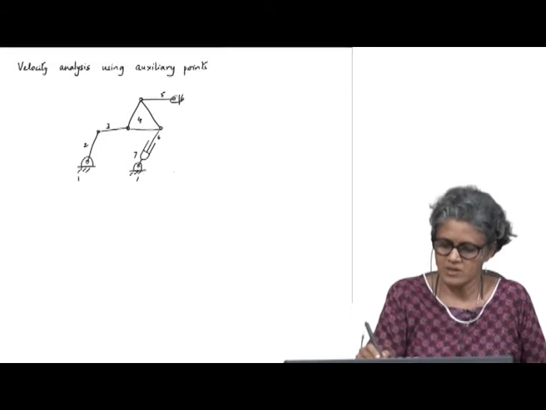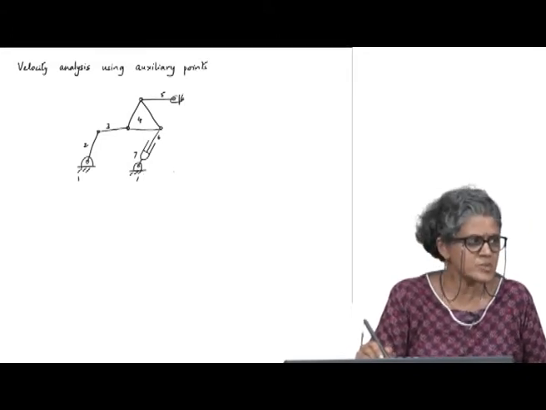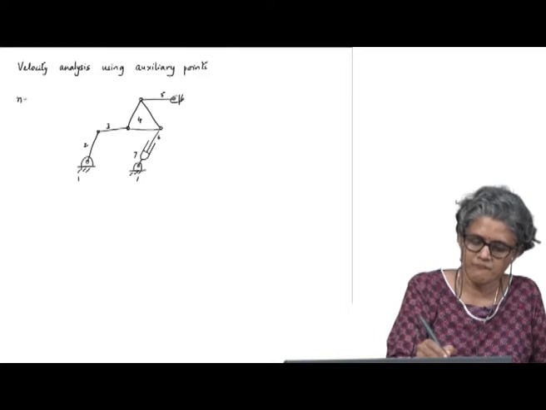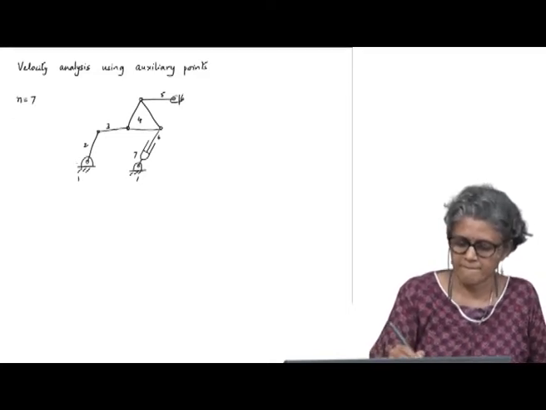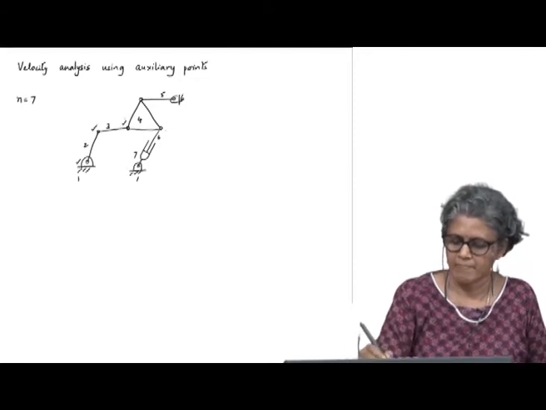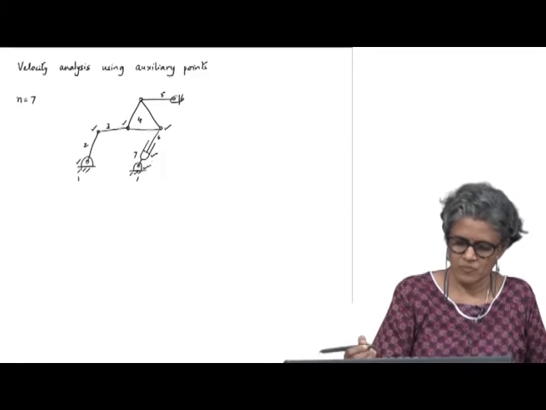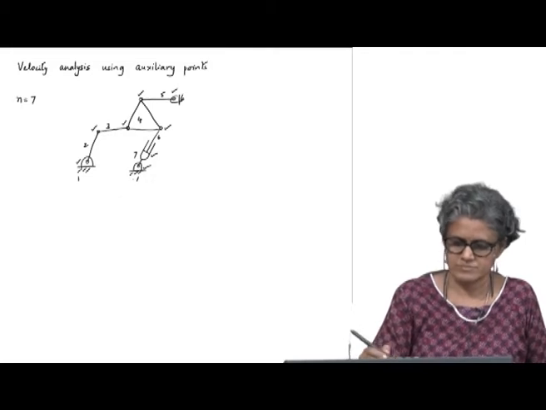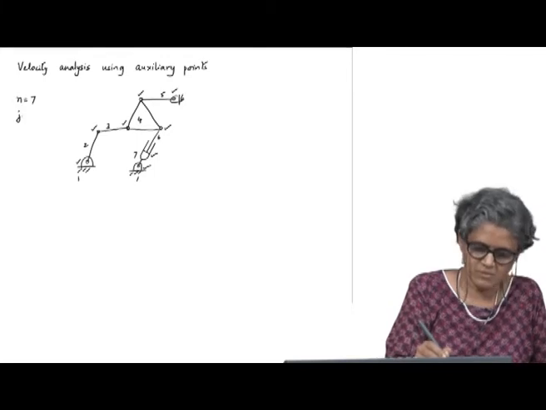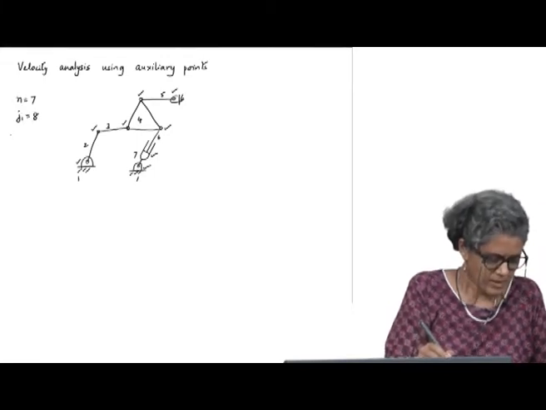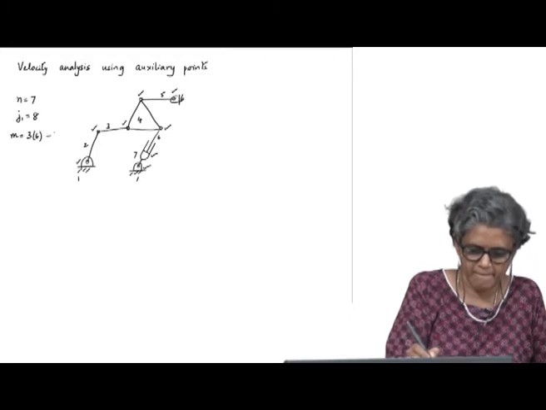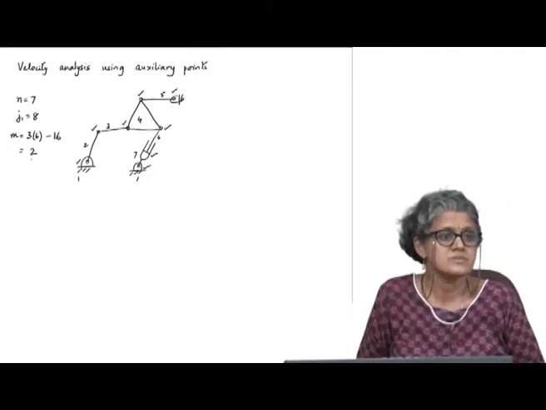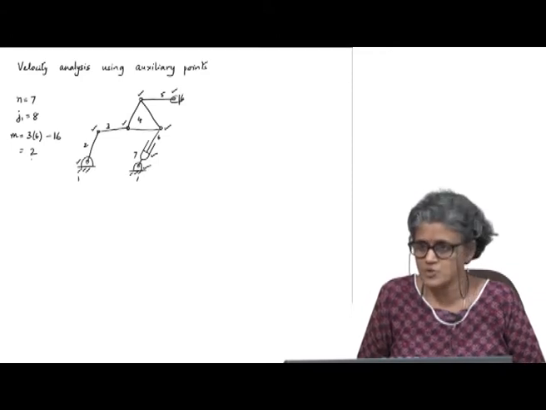So anytime you encounter a new mechanism, it's probably a good idea to do a mobility check. Okay, can you do a quick mobility check on this? So this is actually a mechanism with mobility equal to 2.